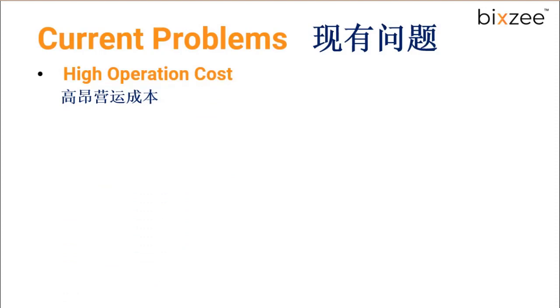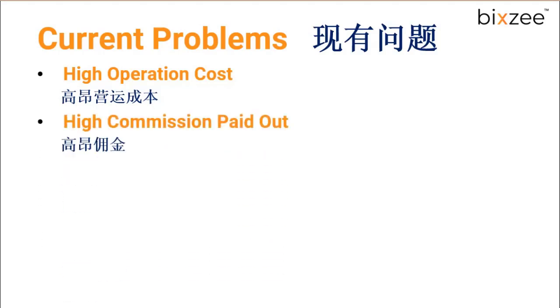The first one is high operation cost. When a business grows bigger, they need higher operation costs. Secondly, high commission paid out to the salesperson. Imagine, when you want to increase your sales, of course you need to have more salespersons. But this is not the main issue. The main issue is when the salesperson leaves the company, they might take over all the customers under him and go to the competitor. This is what the boss is afraid of.